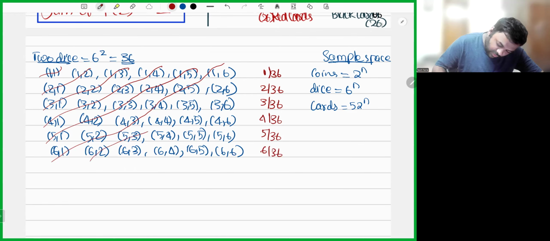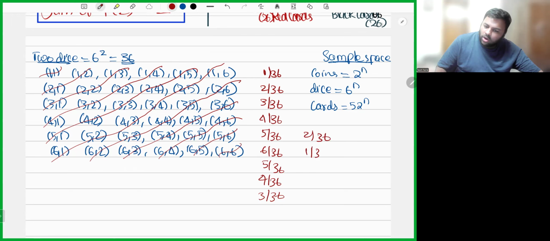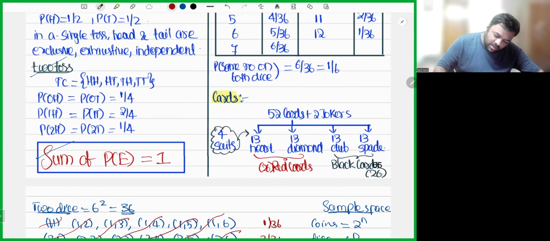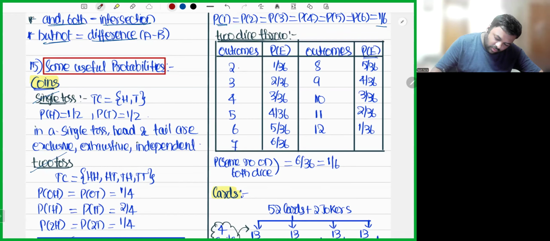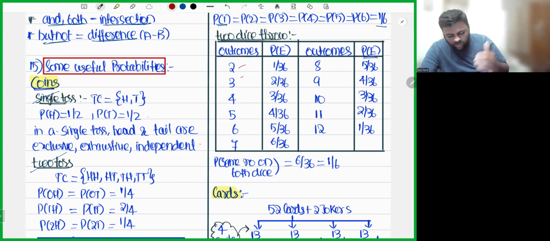1, 2, 3, 4, 5. 5 by 36. Sum as 9? 1, 2, 3, 4. 4 by 36. Sum as 10? 3 by 36. Sum as 11? 2 by 36. Sum as 12? 1 by 36. Obviously, if you add all these, you will get 36 by 36 because sum of probability is 1. So that's what is written here, my dear friends. Probability of getting sum as 2, 3, 4, 5, 6, and so on is 1, 2, 3, 4, 5, 6, 5, 4, 3, 2, 1. Remember this.